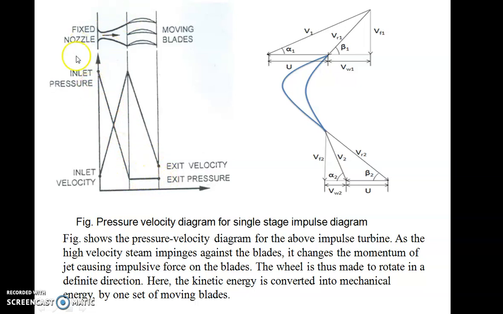Okay, so this is in the set of nozzle. You can see the pressure decreases and the velocity increases, and this velocity is absorbed across the moving blades, because kinetic energy is absorbed for rotation of the moving blades, and that's why kinetic energy decreases. But what about pressure energy? Pressure energy does not change. You will say, if kinetic energy is changing, pressure energy has to change, but it is not so.